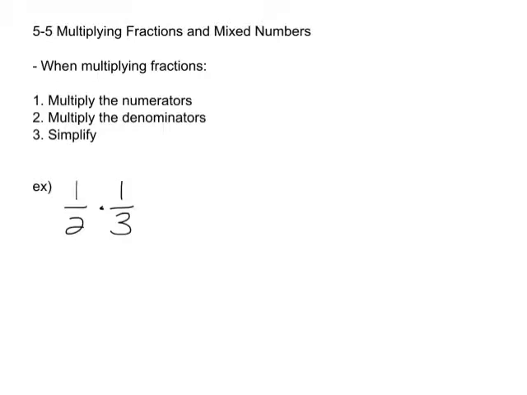When multiplying fractions, we are going to multiply our numerators, multiply our denominators, and then simplify. The first thing I have is 1/2, and I'm going to multiply that by 1/3. When I multiply, I have 1, because 1 times 1 is 1, and then I'm going to do 2 times 3, which is 6. So my answer becomes 1/6. And if you notice, we're actually getting a smaller number than what we started with.